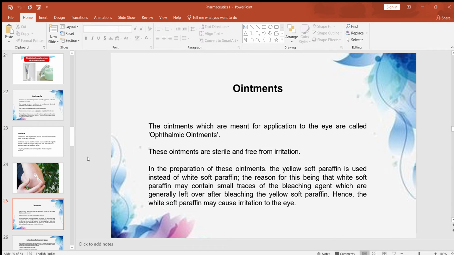Next, now we know that ophthalmic ointments are also available. Ophthalmic ointment means they are applied to the eyes, so hence they are referred to as ophthalmic ointment. We'll take one formulation example of this ophthalmic ointment, which is very important from a practical point of view. Okay, so we'll take one example.